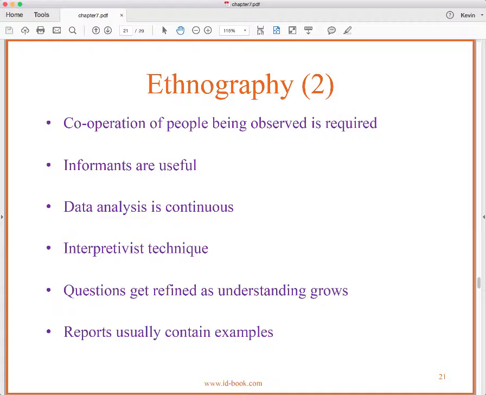And typically, the reports from this kind of study are pretty detailed. They're rich. They have examples. I mean, they may be anonymized to some degree, but we're talking about real people, real teams in real situations, and we're trying to share that with the consumers of our data.